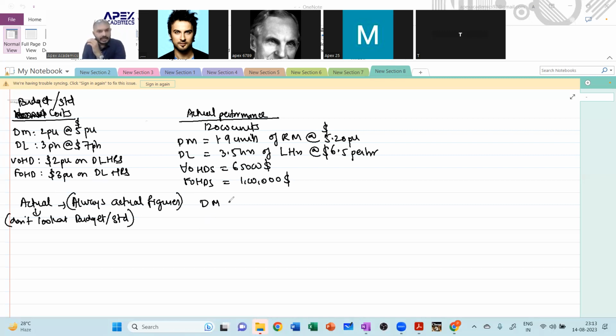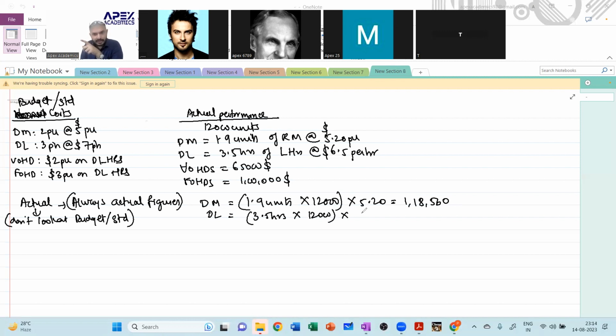So for direct materials, what will it be like? It will be 1.9 units of raw materials per unit for 12,000 units at the rate of 5.20, which will give you 1,18,560. Direct labor is 3.5 hours of direct labor per unit for 12,000 units multiplied by $6.5 per hour, which is 2,73,000.